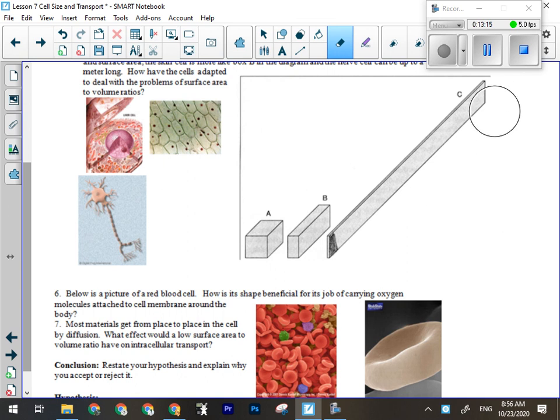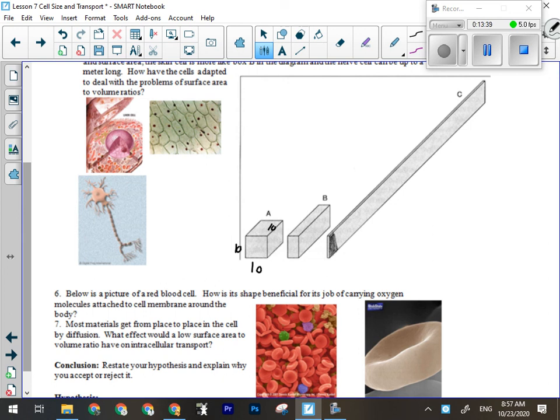Okay. So number 4 is asking you about does the cell's shape affect its surface area to volume ratio? We were looking at very simple shapes, just cubes. Okay, now we're looking at different shapes. So A is still a cube. A is still 10 by 10 by 10. So it's easy. We've already done those calculations.